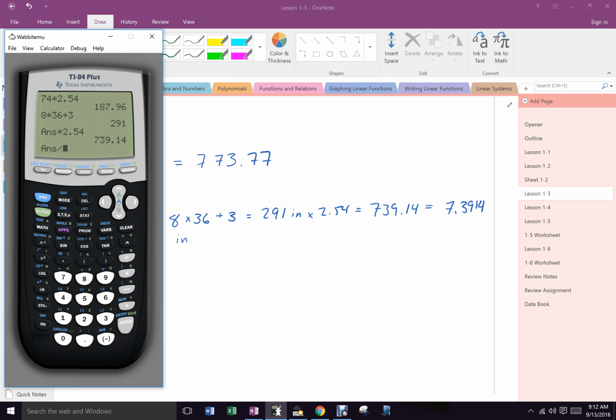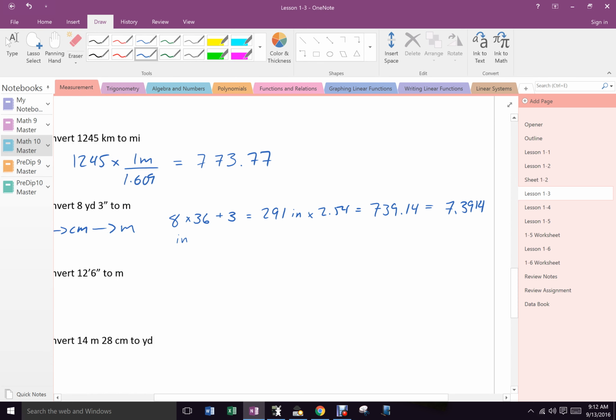Divided by 100 to get my 7.39. Cool? So use that ANS button. It's your friend. So the next question's the same thing, yeah? 12 foot 6 inches to meters. So what would your strategy be?